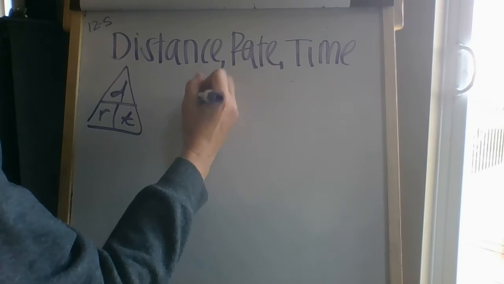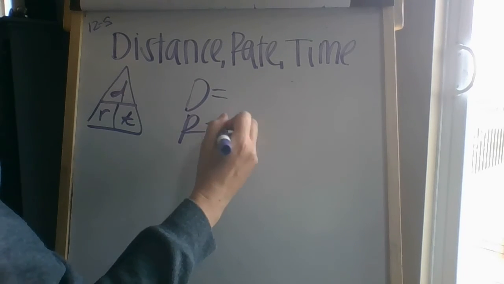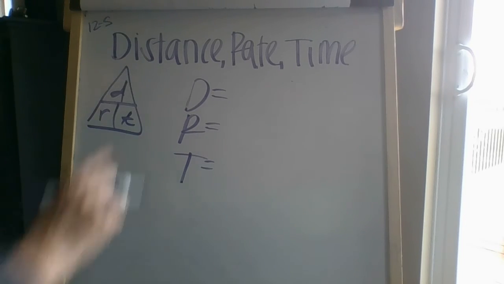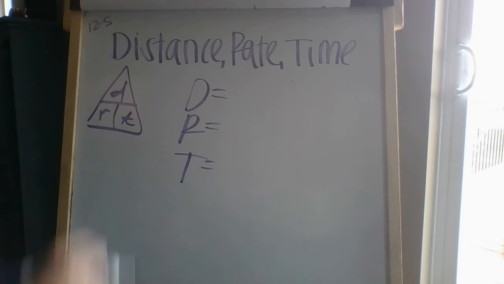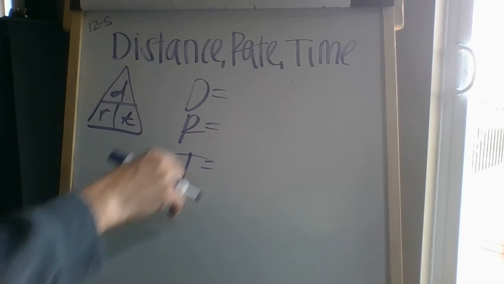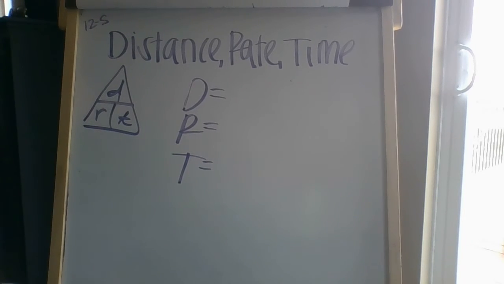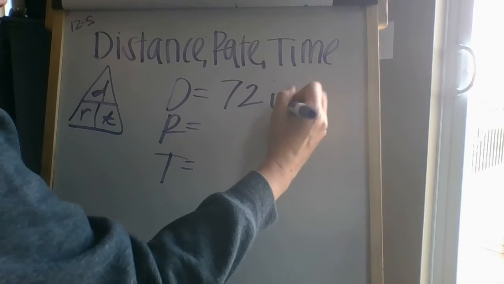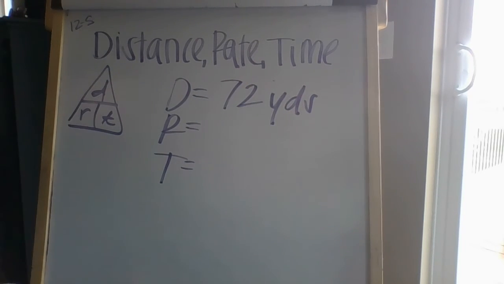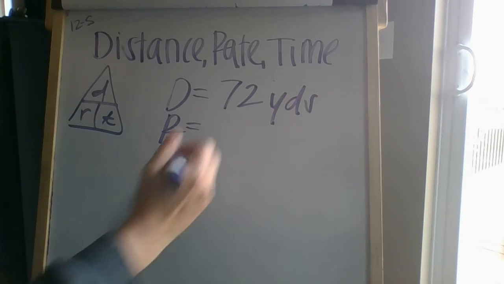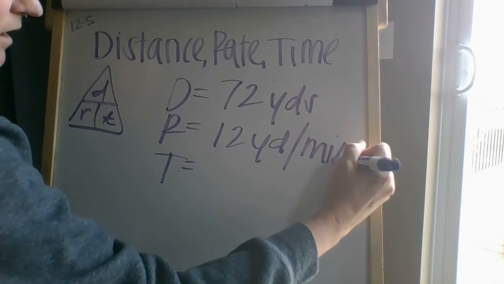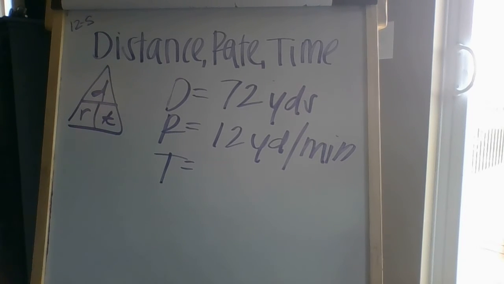Now let's look at the next one. All right, distance, rate, time. You guys are going to be filling out a table. So your table will have distance, rate, time across the top, and you need to fill in all three of those. Very similar to these ones where I'll be giving you 2. So the distance is 72 yards. Our speed or our rate is 12 yards per minute. And we need to figure out what the time is going to be.